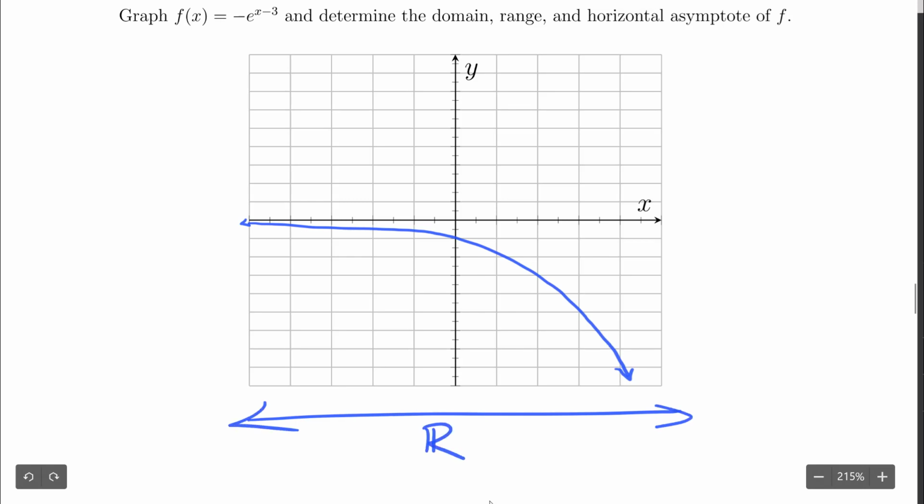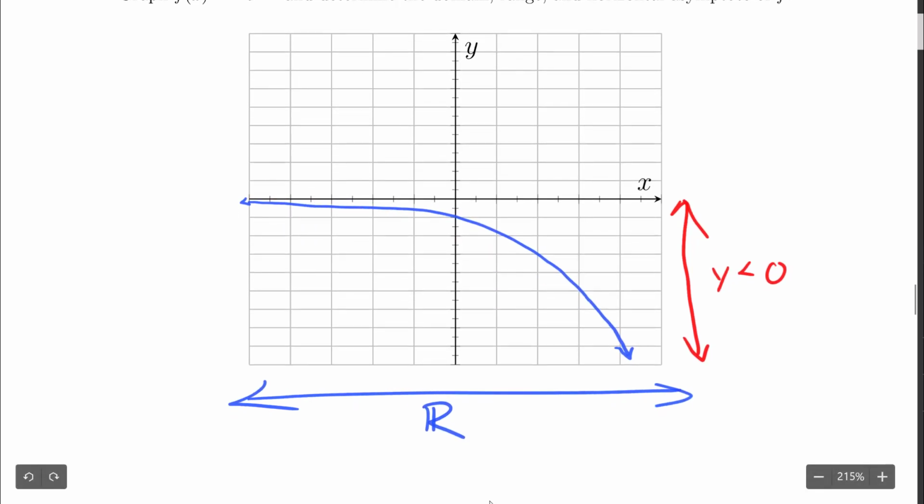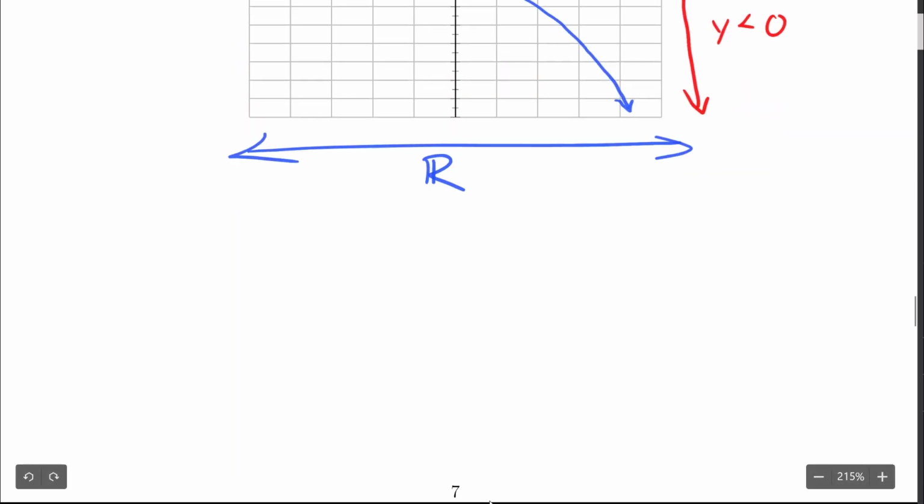We can put in any x value and generate a y value in the domain. For the range, we're looking at the y values, and that's going to be all the negative real numbers, or everything less than 0. So it's going to be all y such that y is less than 0. This graph actually never makes it to 0. And then the horizontal asymptote will be the x-axis, where y is equal to 0.